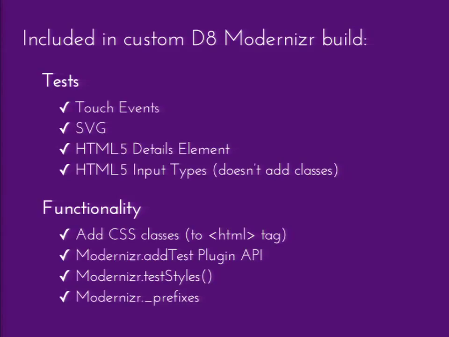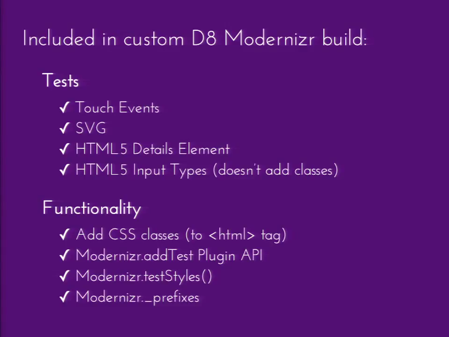So there's only four tests, and four different, I don't know the word for it, but sort of supporting functions. We've kind of gone over the touch, SVG, the details element, and the input types. HTML has all these new input types like color and number and date, and same deal, you have to have a fallback for that. So they needed that in Drupal core, so there was the test ready for them with Modernizr. And of course there's over 100 other ones.